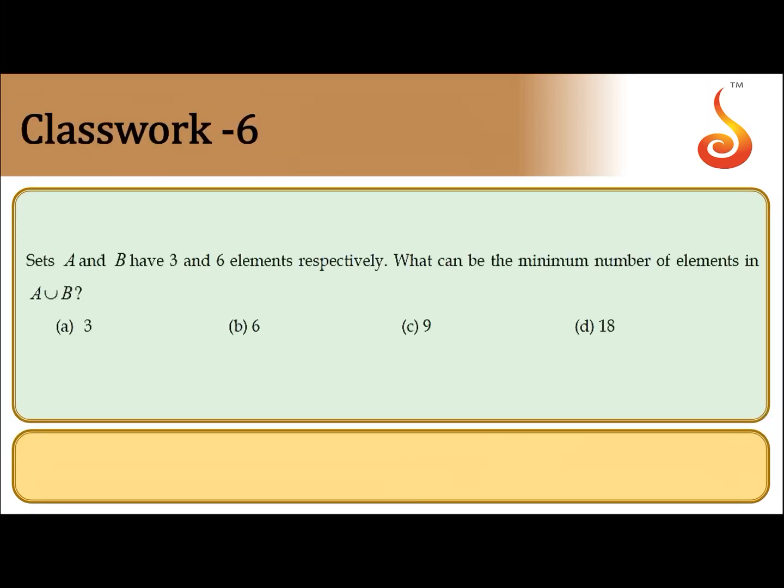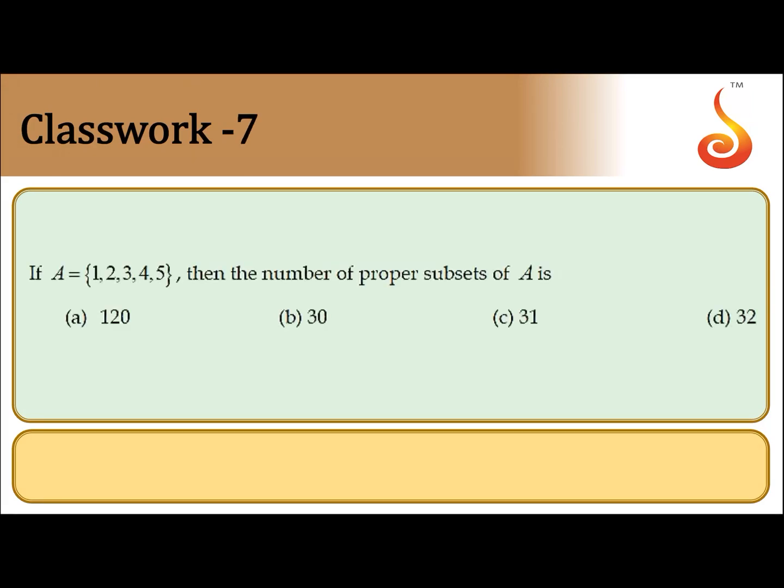So the answer is equal to 6b. So minimum elements. Coming to the next one, if A is {1, 2, 3, 4, 5}, then the number of proper subsets of A is given by... We know the number of subsets of the set A is nothing but 2 to the power of n, that is equal to 2 power 5. So 2 power 5 is equal to 32. But a null set is again a subset of it, and A is also a subset of it.